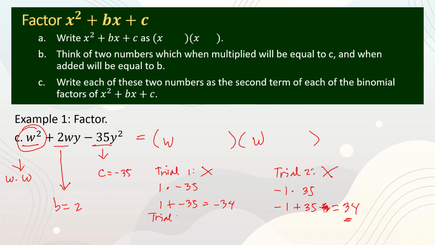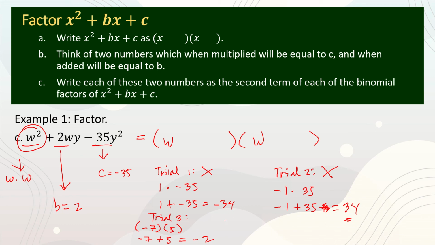You really need patience in here once you try to find the factors. So figure out another way. Negative 35 can be negative 7 times 5. That's negative 35. But when you add negative 7 plus 5, that would be negative 2. You're almost there. It's just that the sign is negative in our trial, but the given is positive 2.